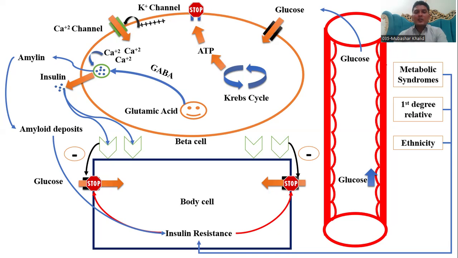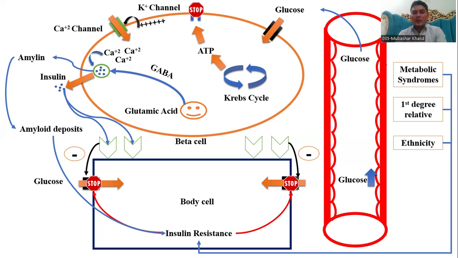Most of the tissues in the body have insulin receptors, and this insulin will bind with these receptors, and there will be the beginning of an intracellular cascade, which results in the deposition of glucose transporters on the plasma membrane. When these glucose transporters are deposited on the plasma membrane, then glucose will move from blood into the body tissues.